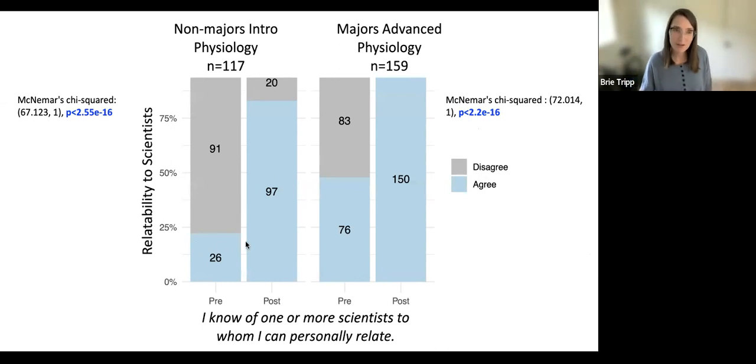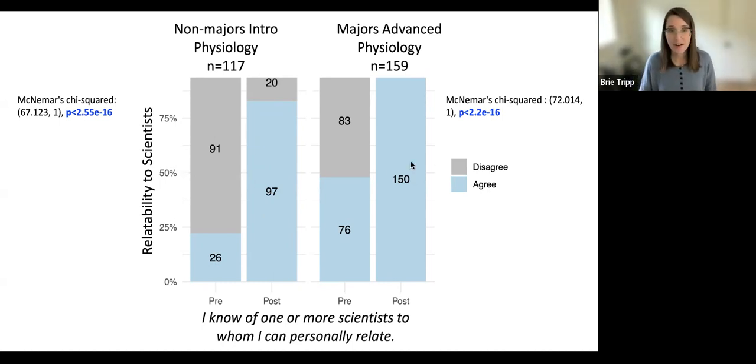And so you see here for the non-majors, we had 26 students who were personally able to relate, and then after, 97. So these numbers swap, right? 91 students said they disagreed in the beginning, whereas only 20 after. These numbers literally flip-flop.